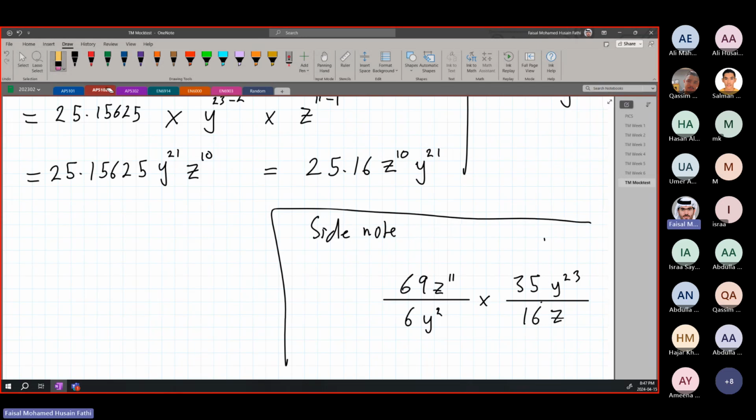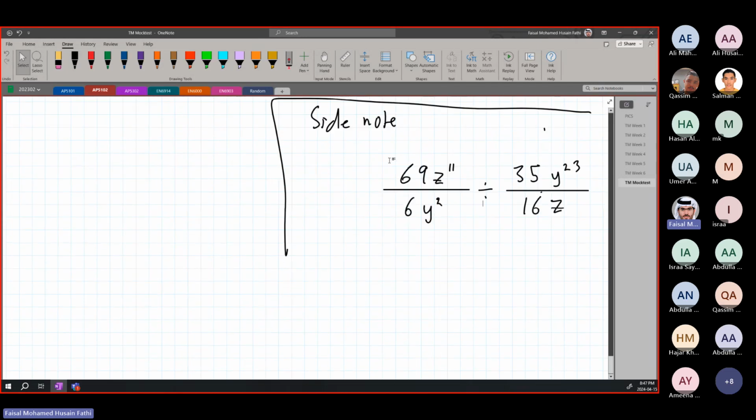If this was division, all right? The first part is going to be the exact same thing. It's not going to change. The second part, you're going to do the reciprocal.